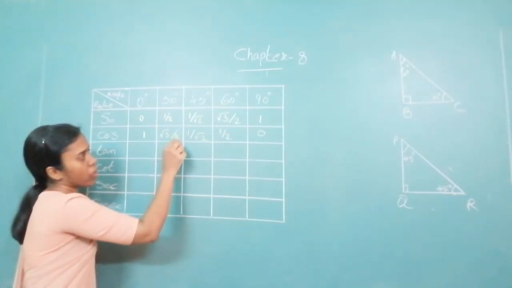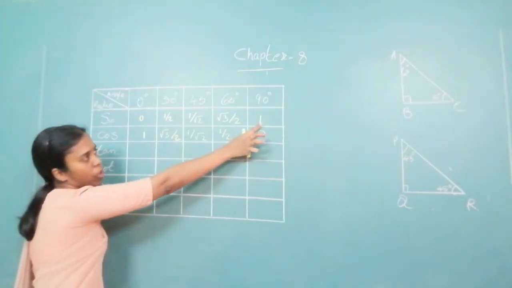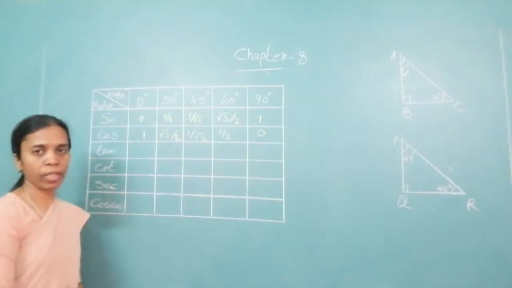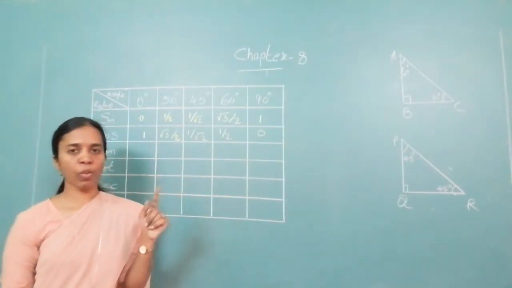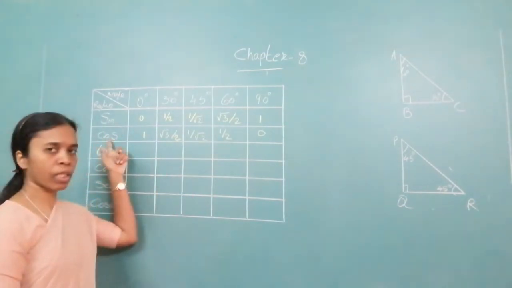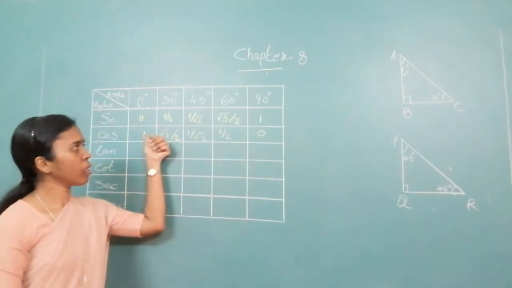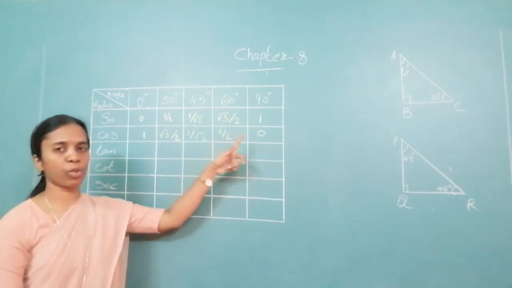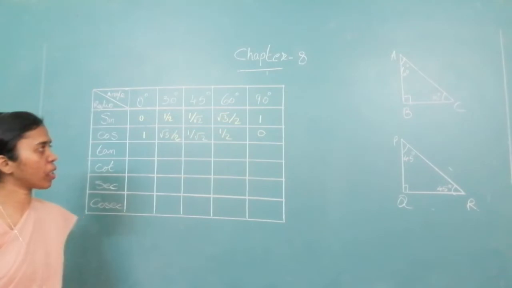Okay, that is, sine 0 is cos 90. Cos 0 is sine 90. I suppose these two lines are clear to you. First line, learn by heart: 0, 1 upon 2, 1 upon root 2, root 3 upon 2, 1. Cos, write the other order way. Start from here: 1, root 3 upon 2, 1 upon root 2, 1 upon 2, 0. These columns of the 2 will always remain, so that you can see later.